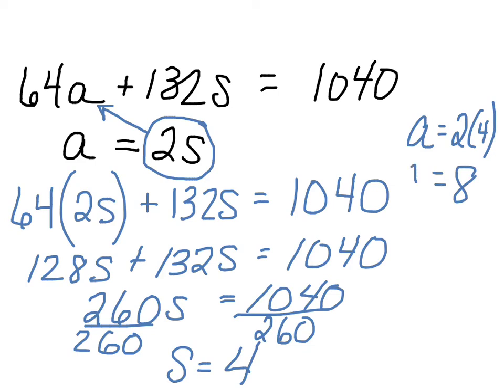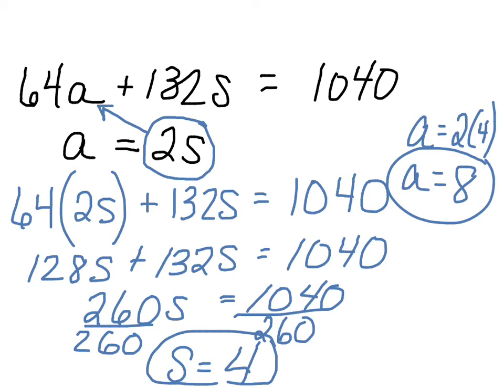Now, here's the cool part. You got the student ticket was worth $4. You got the adult ticket to be worth $8. Very good. Now, someone with a calculator, I want you to do a couple things for me. I sold 64 adult tickets to the performance. What's 64 times 8? 512. So 64 times 8 is 512.